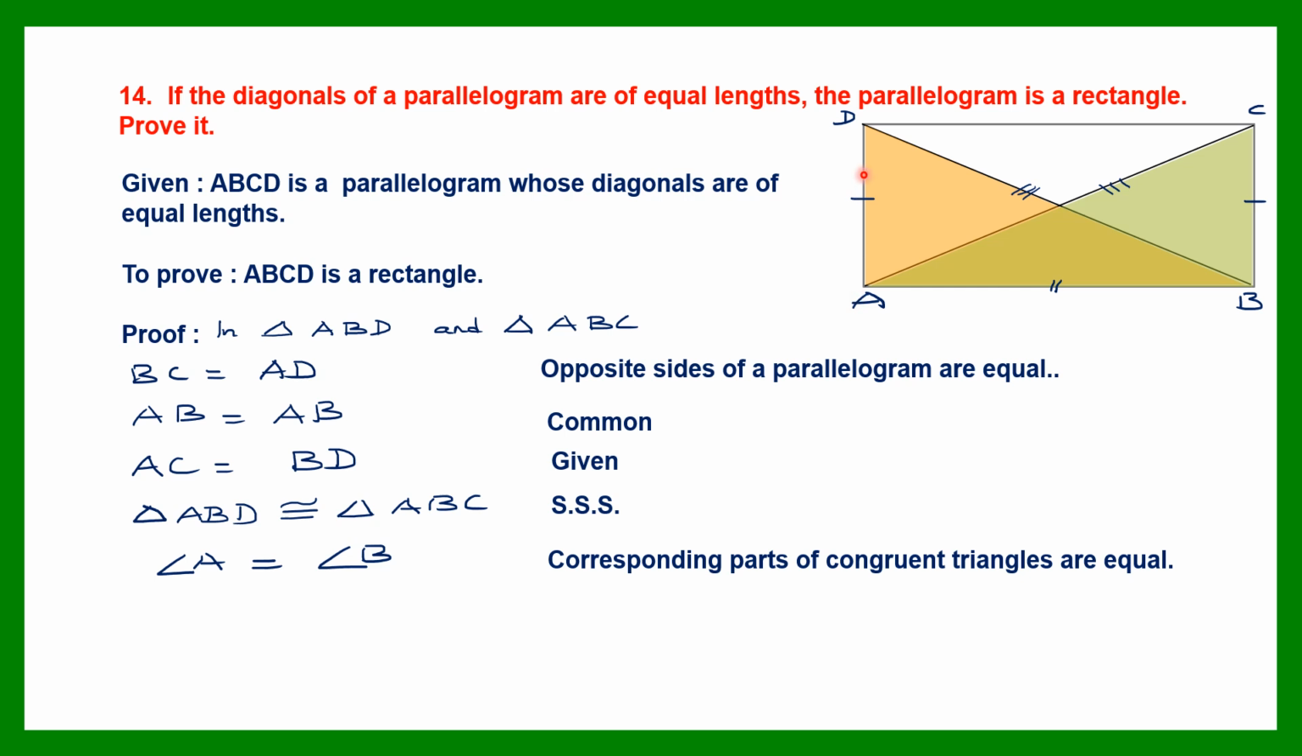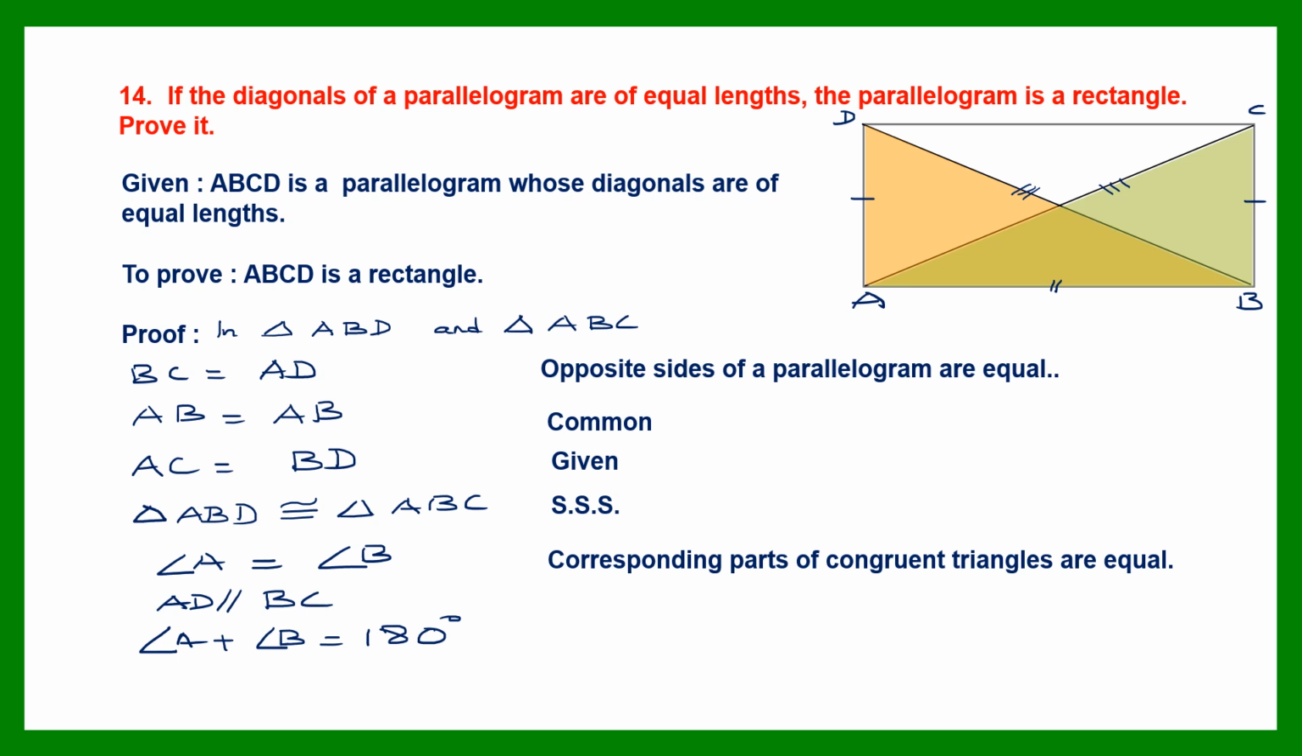Now let's look at AD and BC. They are two parallel lines, isn't it? So let's write that AD is parallel to BC. In that case, if you take AB as the transversal cutting the two parallel lines, angle A and angle B together will add up to 180 degrees because they are co-interior angles or allied angles. So angle A plus angle B will be equal to 180 degrees.